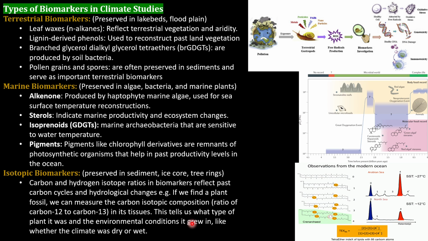So these are the types of biomarker: terrestrial biomarker, marine biomarker, and isotopic biomarker. Terrestrial biomarkers are mostly lignin, derived from terrestrial plant organisms like leaf waxes, or branched GDGT, mostly from soil bacteria, and pollen and spores. If you find these biomarkers, it will be interpreted directly that they are terrestrial.